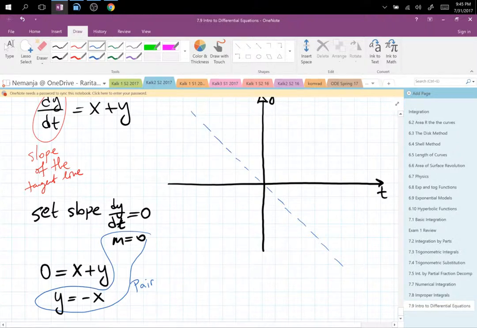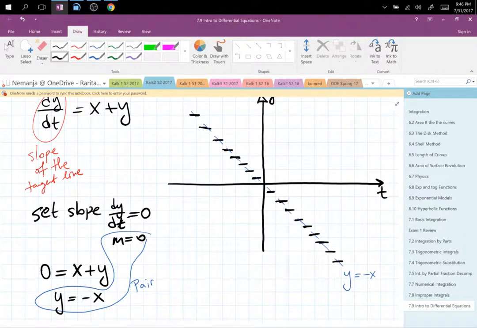So this is my line y equals negative x. Along that line, I am going to put these little slopes that are the little black lines, and observe that I put them all horizontal because the slope is 0.